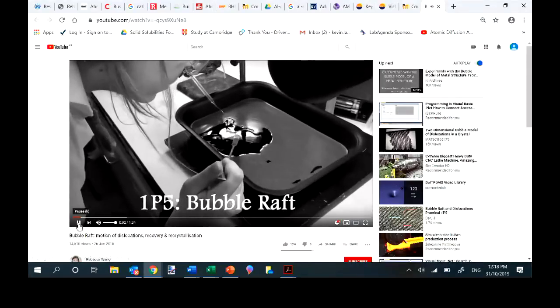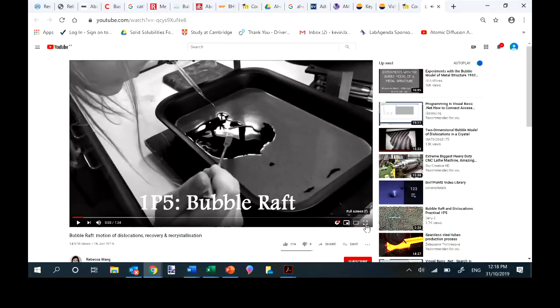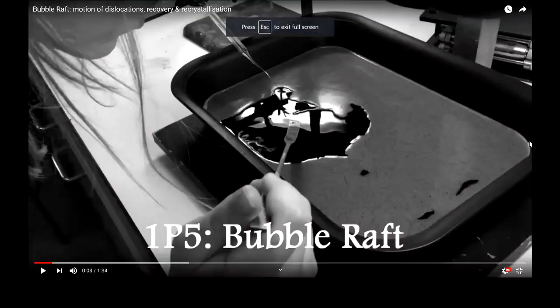Okay, I'll just hit pause here. This experiment is a bubble raft experiment. The bubbles sitting on the surface of our liquid are meant to represent atoms. It's actually a pretty good analogy. All the bubbles are the same size, representing hard sphere atom models. As the surface of the liquid is disturbed, these bubbles are going to try to line up in a certain way and create basically a close packed plane in a crystal lattice.